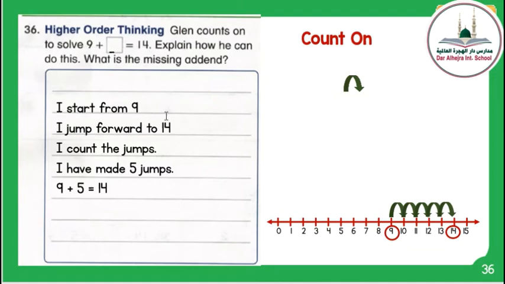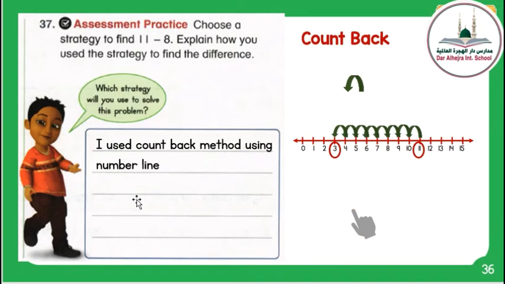I start from number 9. I jump forward to 14. Then I count the number of jumps. Then I come to know that I have made 5 jumps. So in all, we can see there is 9 plus 5 equals 14. So this is the missing addend 5, the 5 jumps. Let's move on to the next.